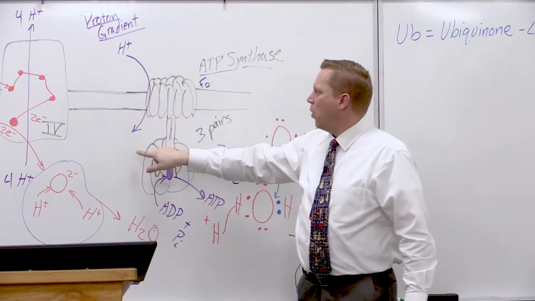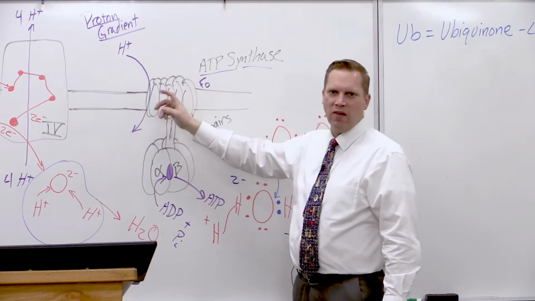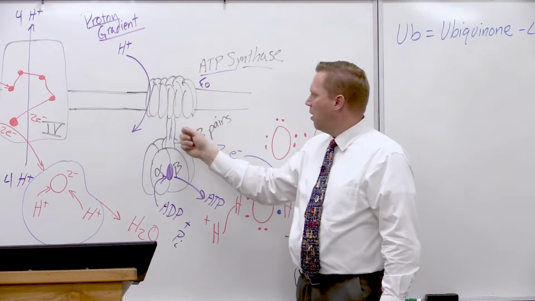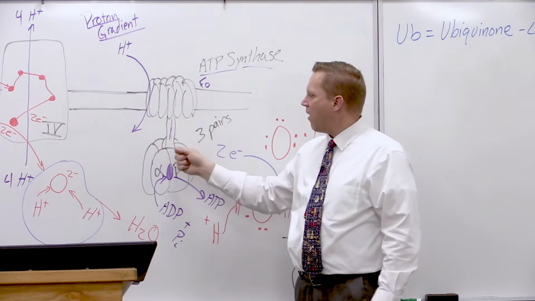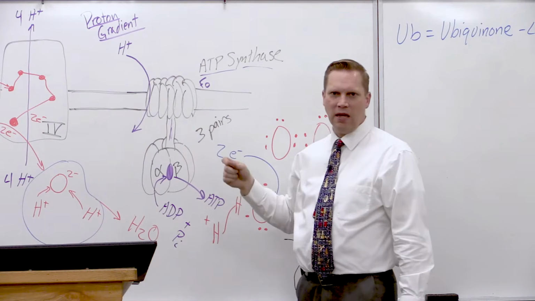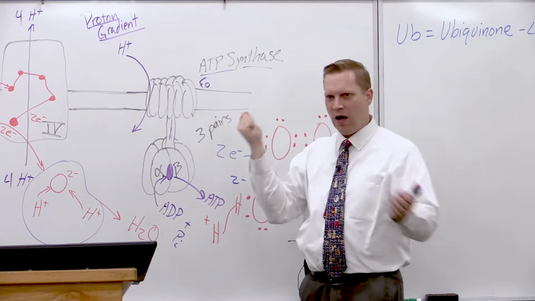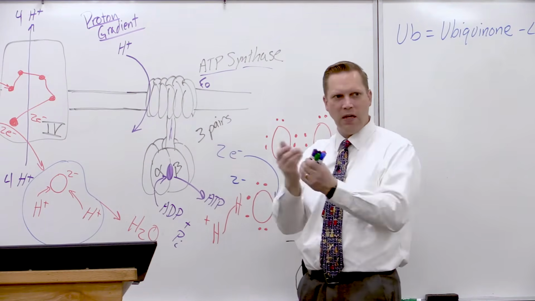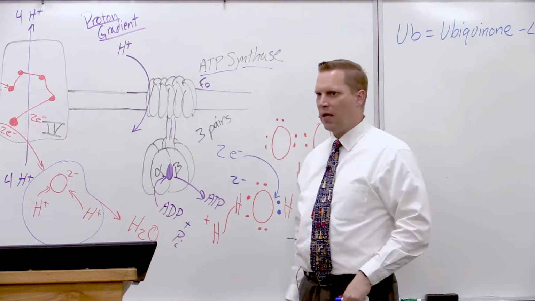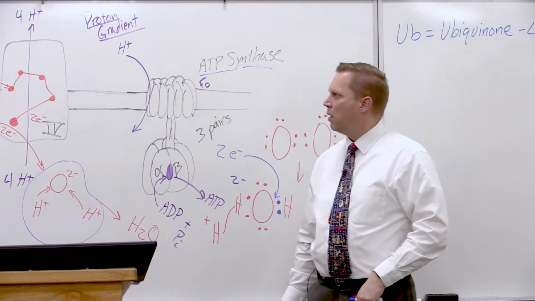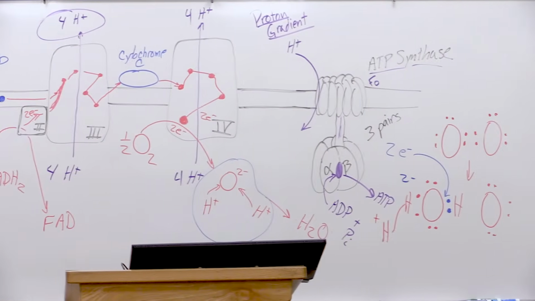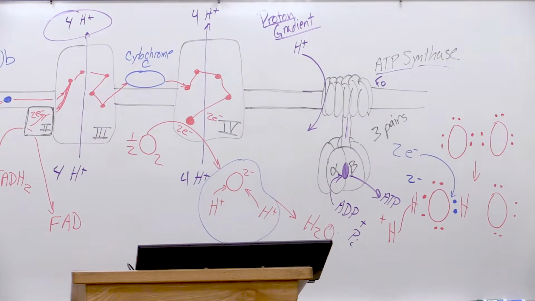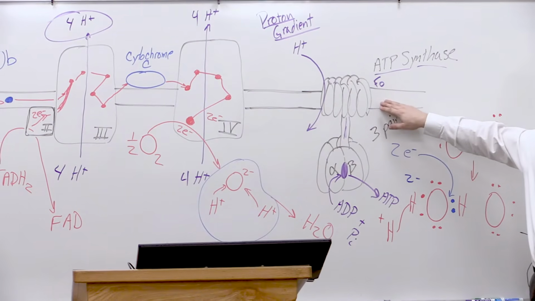Hydrogen ions or protons flow through the carousel. They make the carousel spin. The carousel makes the shaft spin. The shaft hits the alternating alpha-beta pairs and causes them to crash a phosphate and an ADP together, making ATP. So that's the overview of the electron transport chain and ATP synthase, or oxidative phosphorylation.